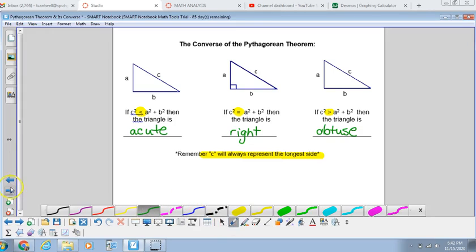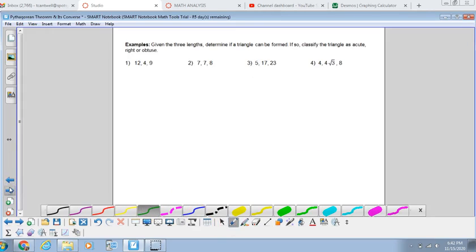Okay, so let's try a few problems. Given these three lengths, determine if a triangle can be formed. If so, classify the triangle as acute, right, or obtuse. So first we want to make sure that we actually get a triangle. When we were learning about triangle basics, we learned that triangle inequality says that when you add up the two smallest sides, that number has to be bigger than the third side.